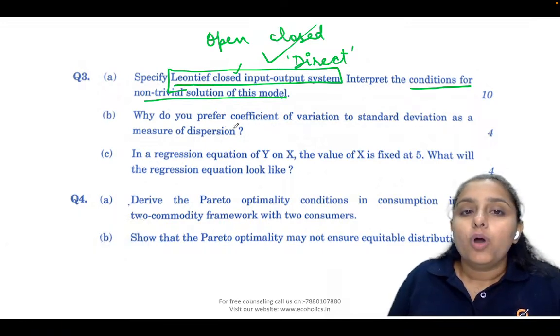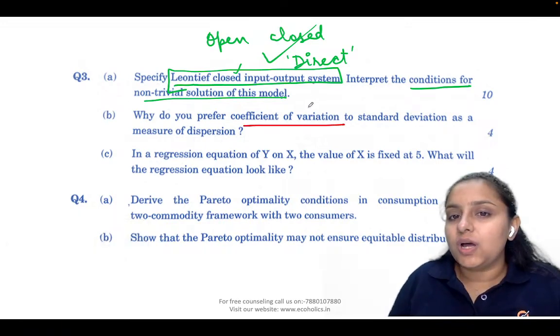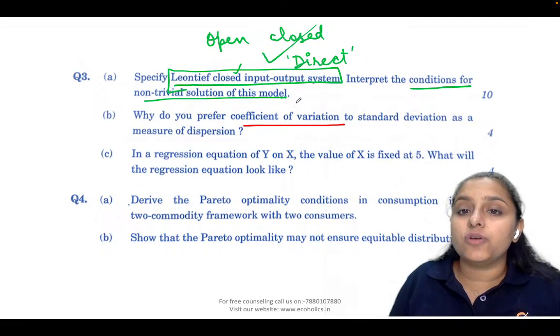Why do you prefer coefficient of variation? Now this question came from measures of dispersion.